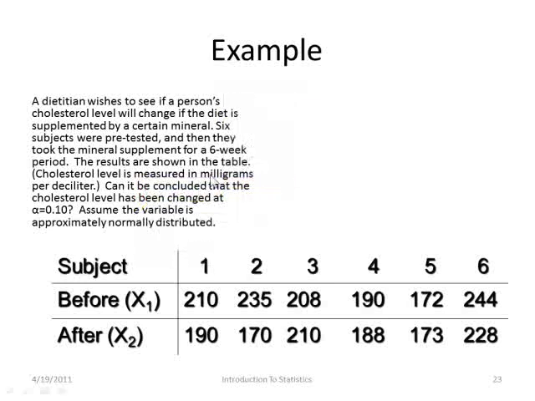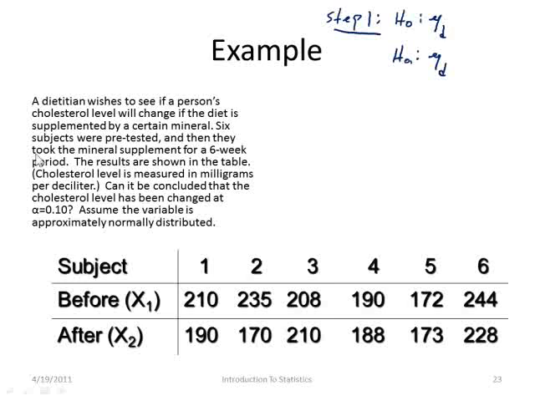Let that sink in for a minute, or has it sunk in? So step 1 is to state the null and the alternative hypothesis. So again, when we state the null and the alternative, it has to be in terms of the differences.